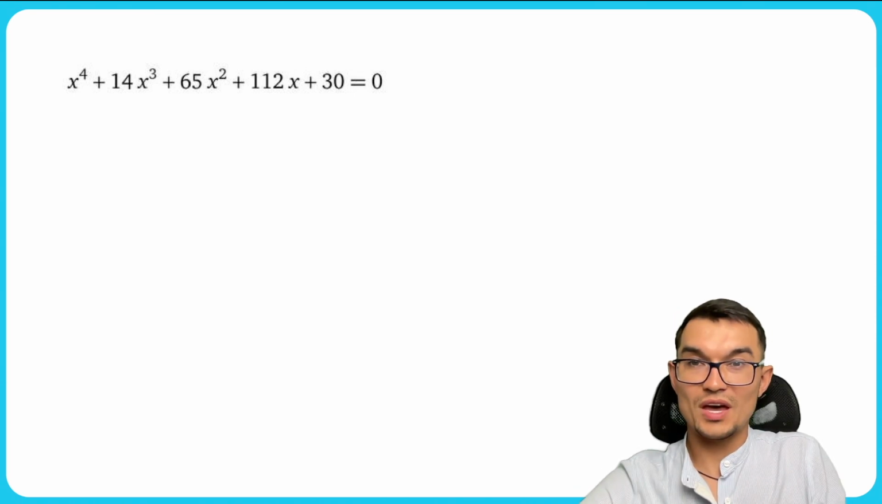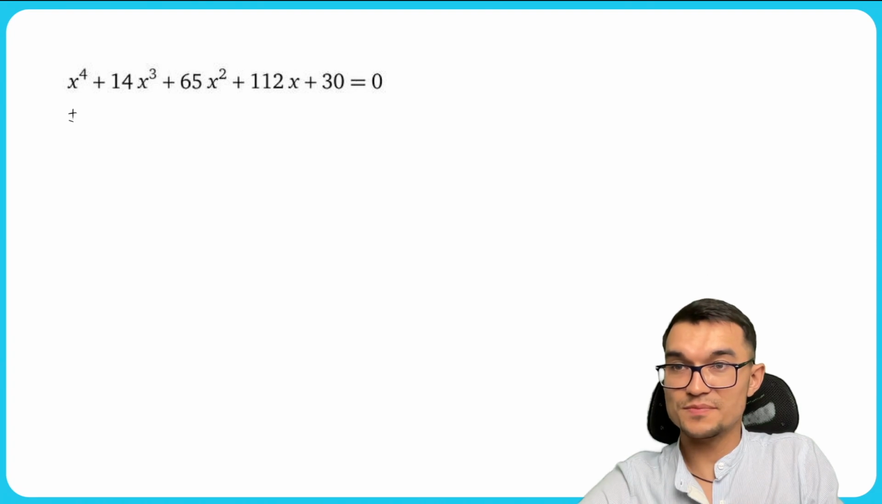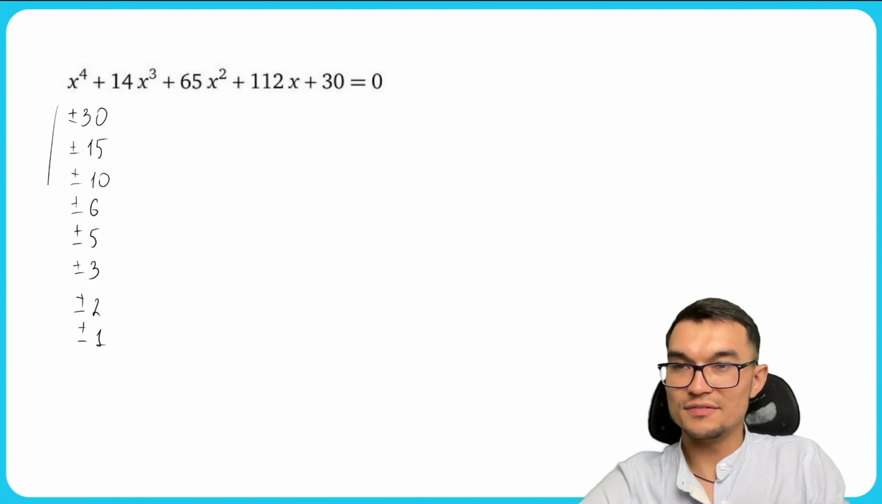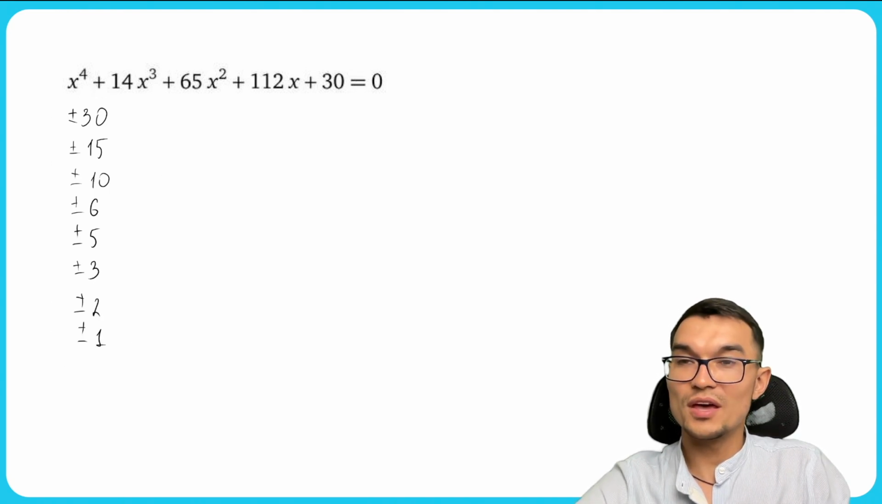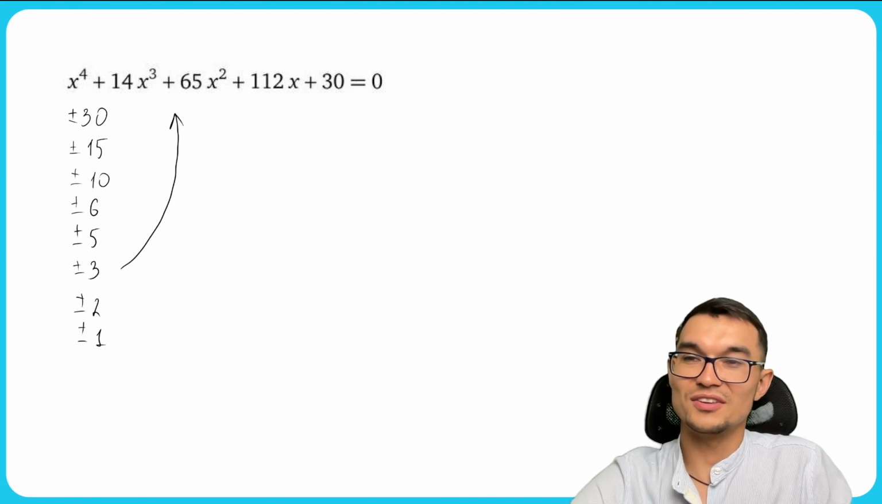And to do that, we have to think of divisors of 30. And 30 has a lot of divisors: plus minus 30 itself, plus or minus 15, plus or minus 10, plus or minus 6, plus or minus 5, plus or minus 3, 2, and plus or minus 1. So we have 16 divisors here, and we have to plug them into the equation one by one and see whether the number is a root or not.